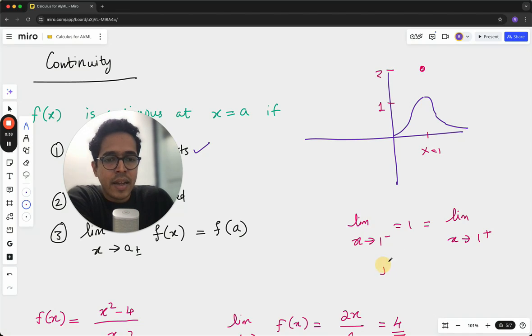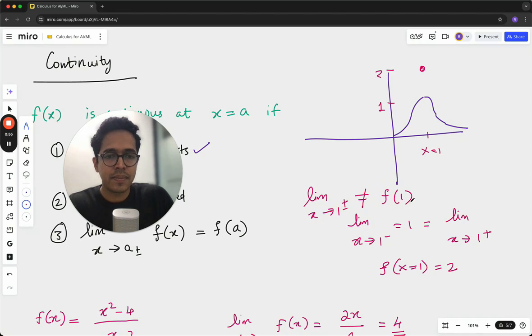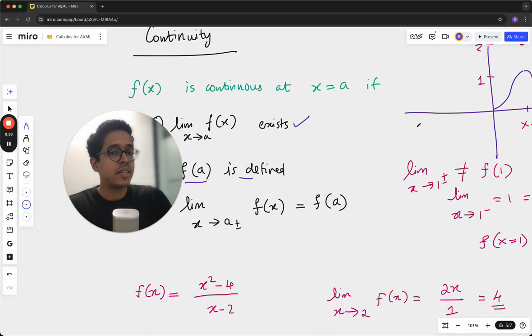But the moment when f of x equal to exactly 1 is asked, f of x equal to 1 equals 2. So what this means is the limit as x tends to 1 from plus or minus is not equal to f of 1. So in this particular case, the function is not continuous.